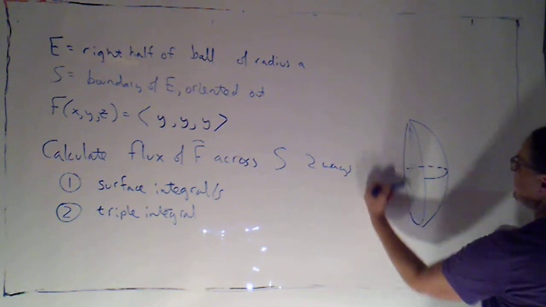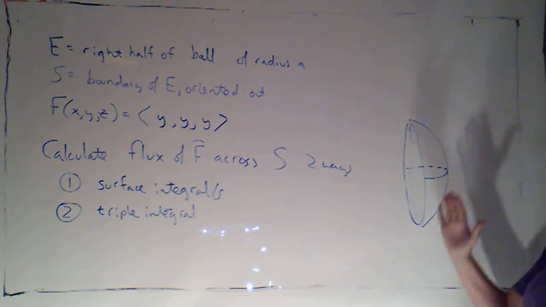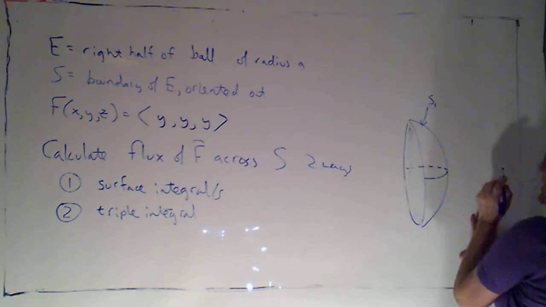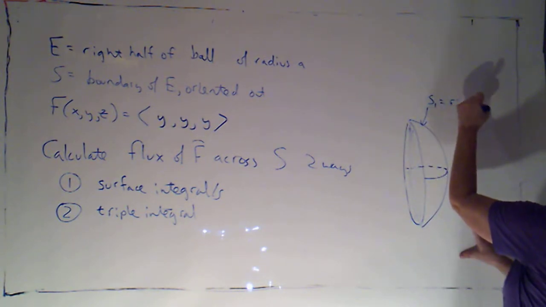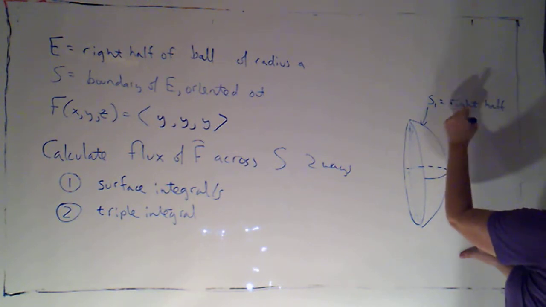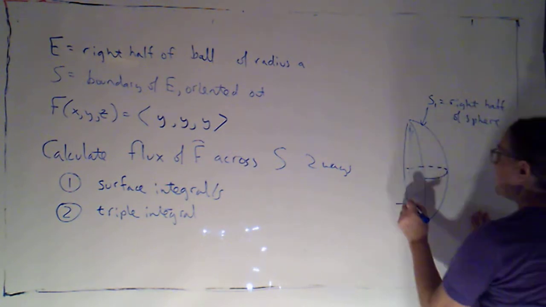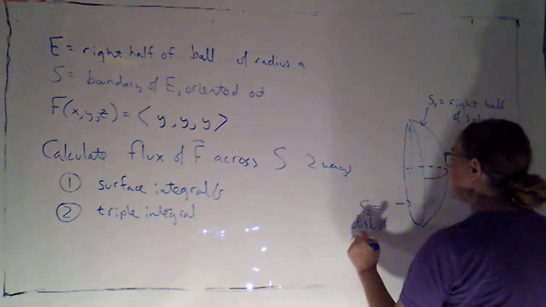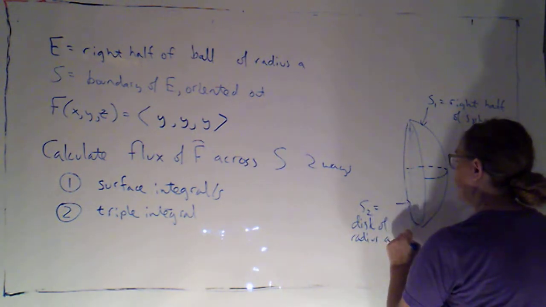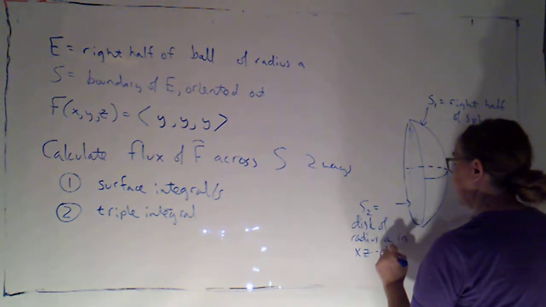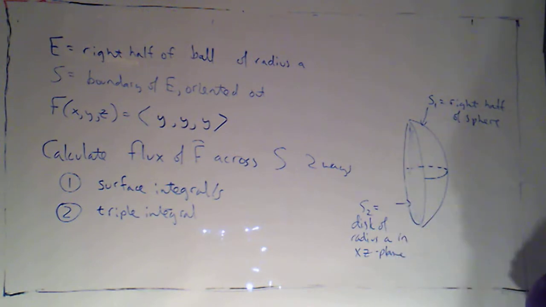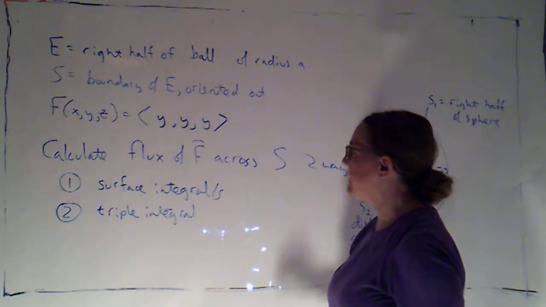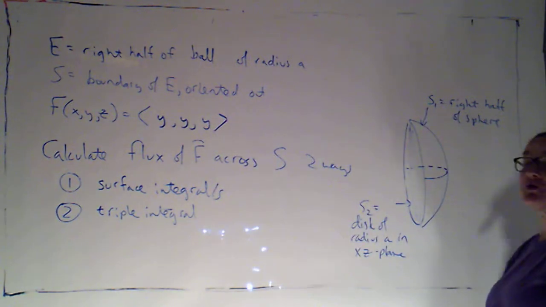I'm going to have this disk that will essentially be in the xz plane. So I'm going to have S1 equals the right half of the sphere, and S2 equals a disk of radius a in the xz plane. Okay, so two surfaces there. My vector field F is y. We're going to calculate the flux of F across S two different ways.